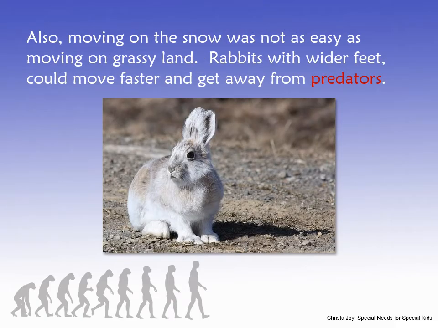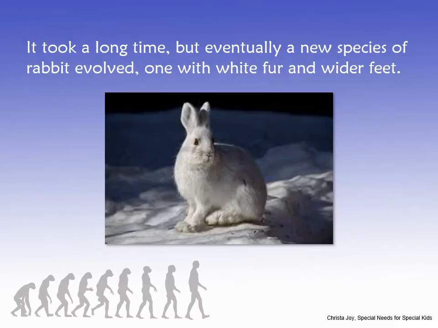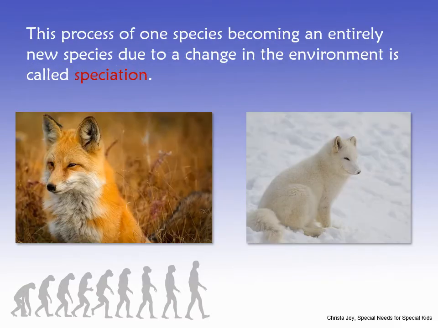Also, moving on the snow was not as easy as moving on grassy land. Rabbits with wider feet could move faster and get away from predators. It took a long time, but eventually a new species of rabbit evolved, one with white fur and wider feet. This process of one species becoming an entirely new species due to a change in the environment is called speciation.